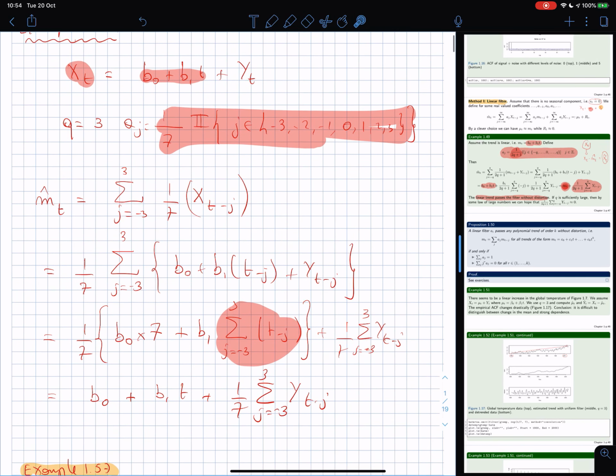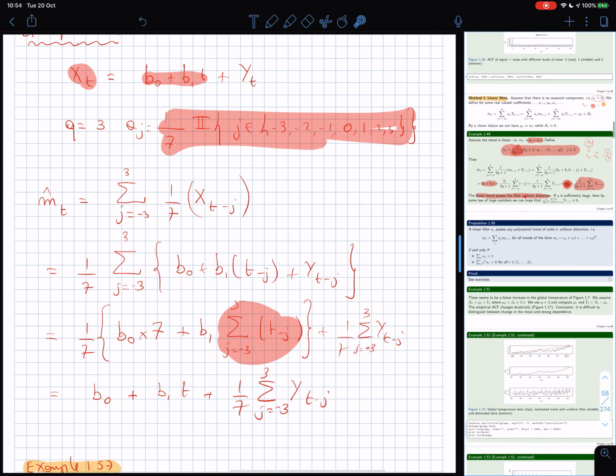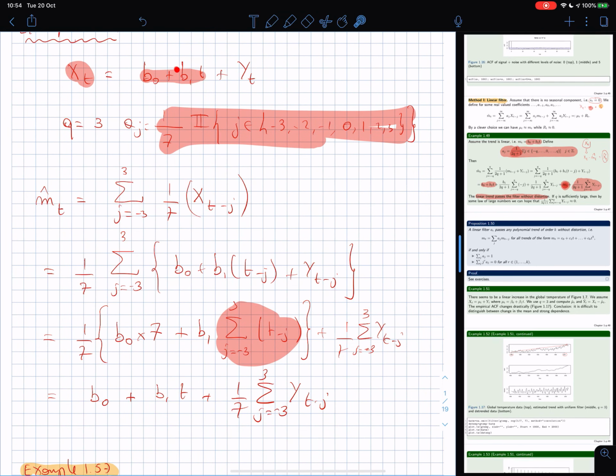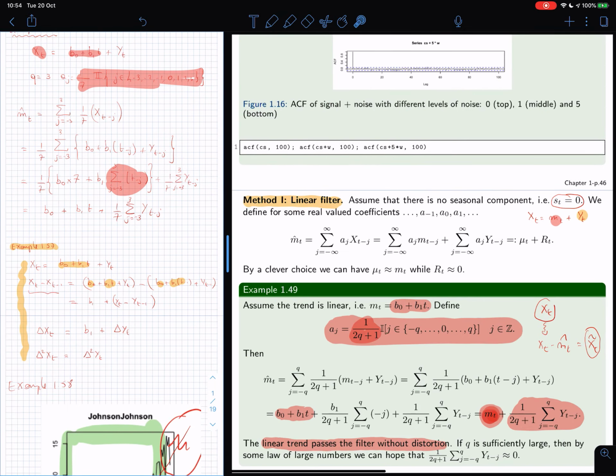So what we see is that when we apply the moving average filter, the linear trend comes out untouched. The phrase is, the linear trend passes the filter without distortion. There is no distortion. After the filter, we have b0 plus b1t, which remains b0 plus b1t. Whereas the noise itself will be averaged. And the idea here is to say, well, if you have your trend, where is it? m_t.